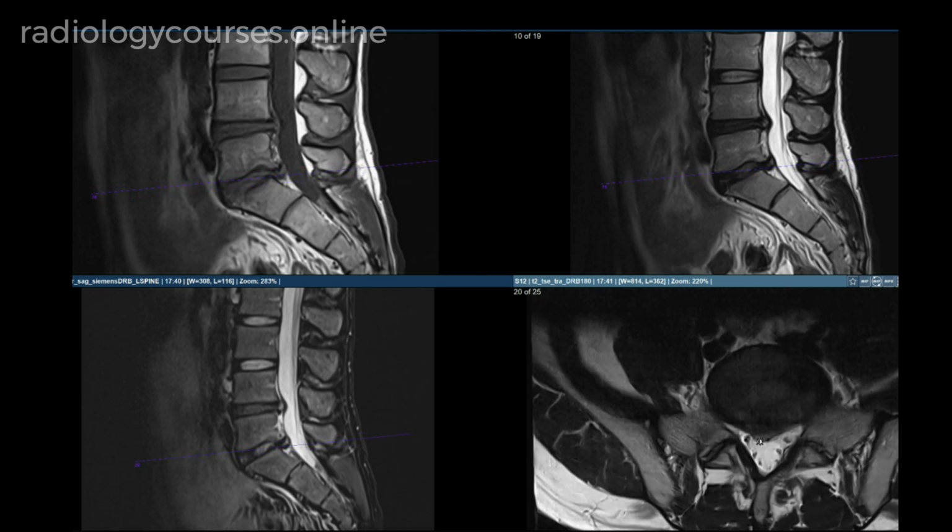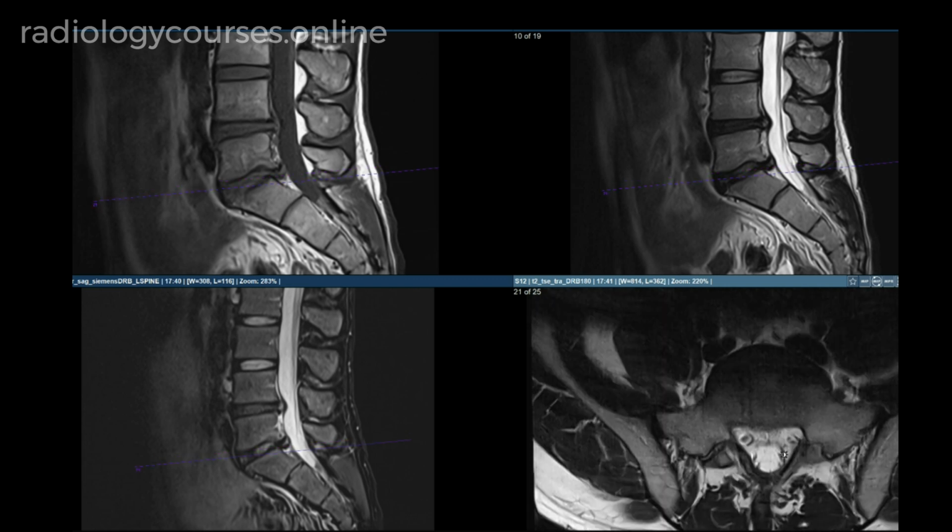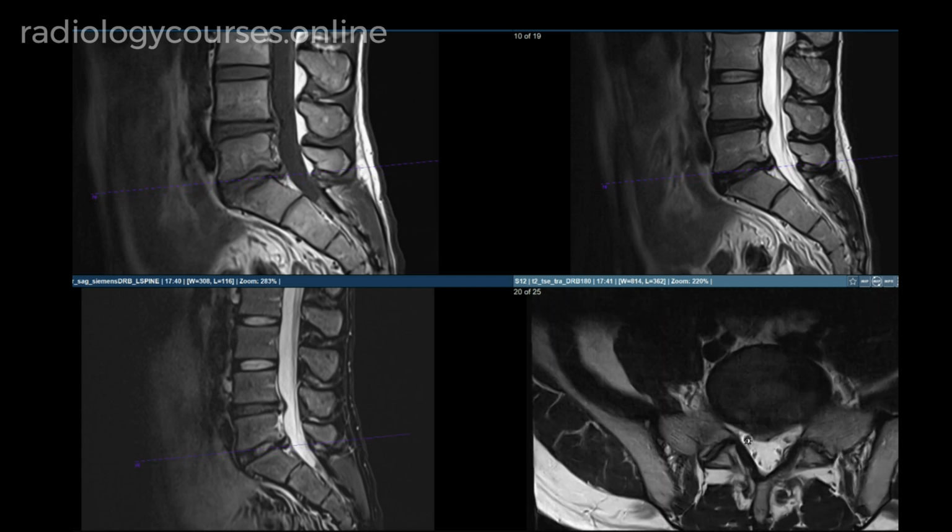central posterior disc protrusion in addition to mild disc bulge. The thecal sac appears capacious and there is no evidence of impingement on the traversing S1 nerves. Now we look at the exiting nerves.